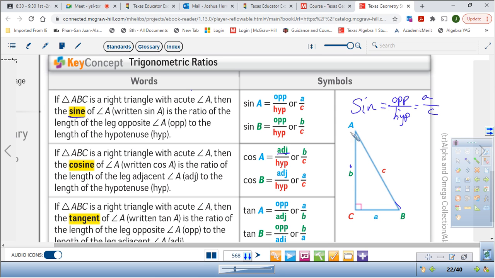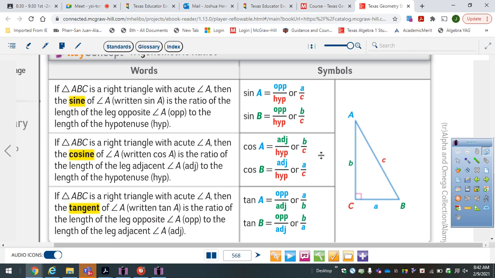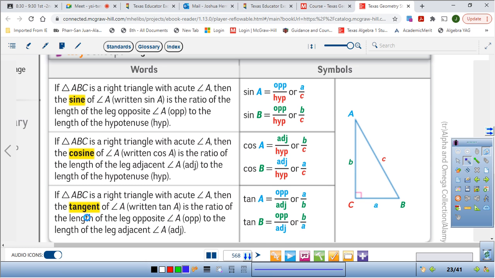So cosine of A, cosine of this angle here, is the side adjacent over the hypotenuse. Again, cosine of A would be the one adjacent over the hypotenuse. Okay. Tangent of A is now going to be written as the one opposite over adjacent.